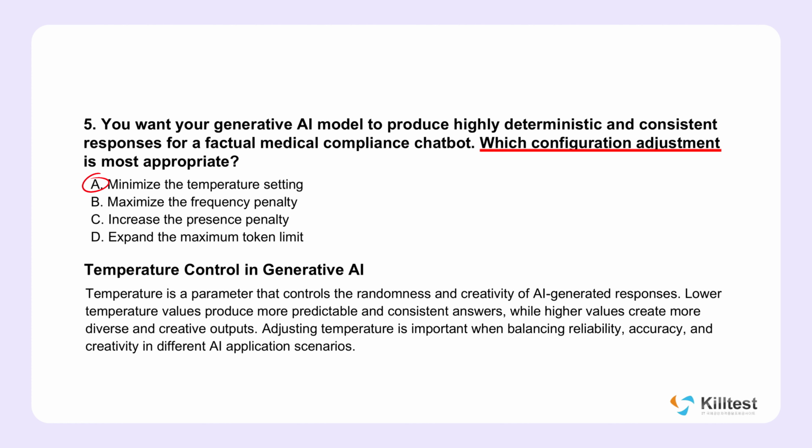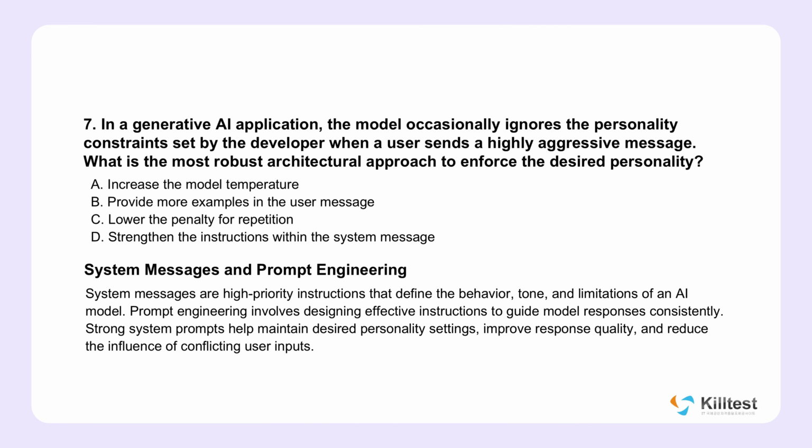But adjusting the temperature only controls the model's internal statistical randomness. What if a user actively tries to mess with the model? Like, what if they aggressively try to force the model to break character? That is a very real threat. Here is question 7. The model occasionally ignores the personality constraints set by the developer when a user sends a highly aggressive message. What is the most robust architectural approach to enforce the desired personality?